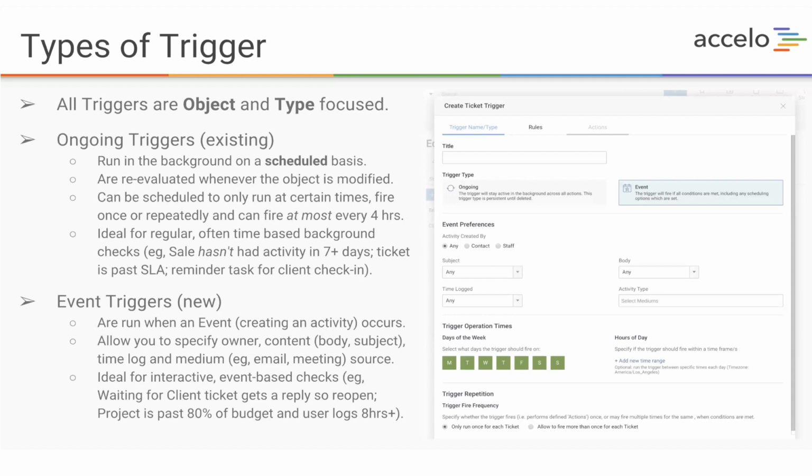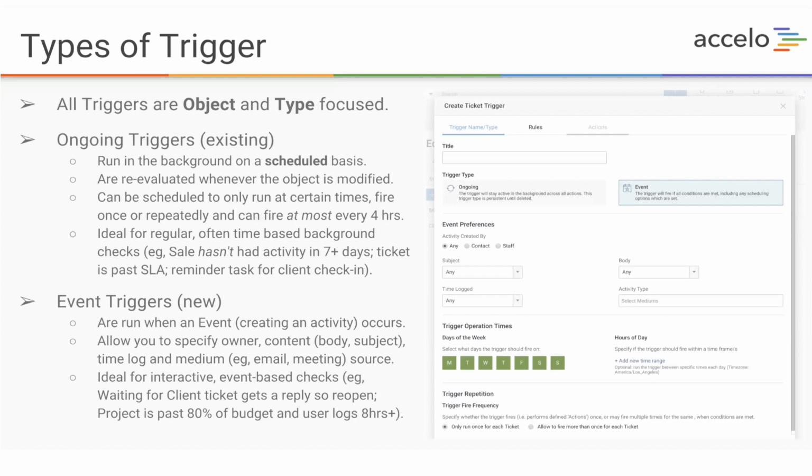So if the subject contains urgent, then you can take action in a certain way, but if it doesn't, then don't worry about it. You can also look at it based on the amount of time that's been logged. So somebody's logging, say, as a project, they've logged more than 8 hours in one timesheet entry or one activity. You're like, oh, I need to have a closer look at that.